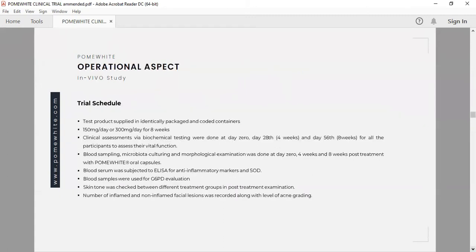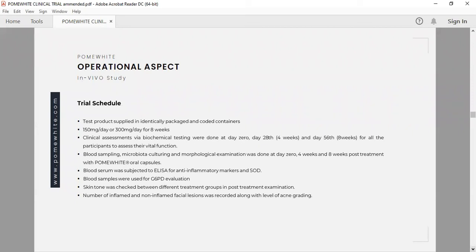The trial schedule, if we could see, lasted almost 8 weeks, and the food test products were supplied in a folded container, and the clinical assessments were done at day 0, 28th day, which is 4 weeks, and 56th day, which is 8 weeks, for all the participants. At every visit, we have collected their blood for serum analysis, and basically blood is taken in two types of tube.